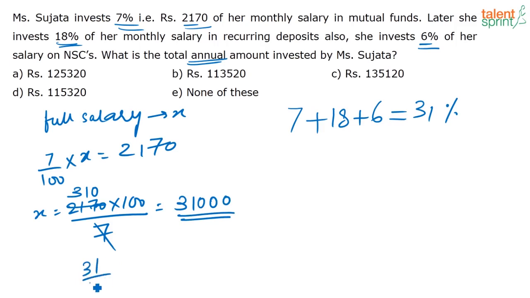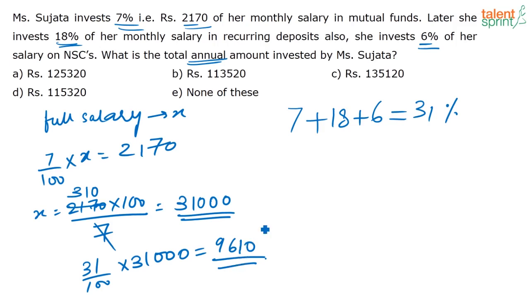Very easy, no? I'm just writing these steps. You needn't write it this way, right? Since by looking at it itself, you can directly say 31% of 31,000 is nothing but 31 into 310, correct? 100 will go. So, it is nothing but 9610. So, this 9610 that you get is the amount that she invests per month.